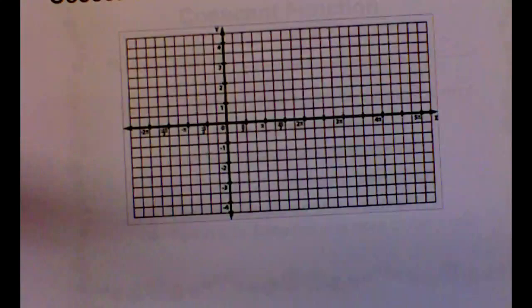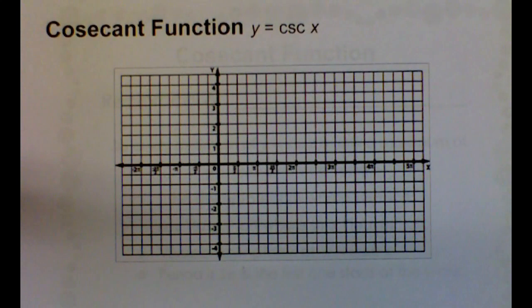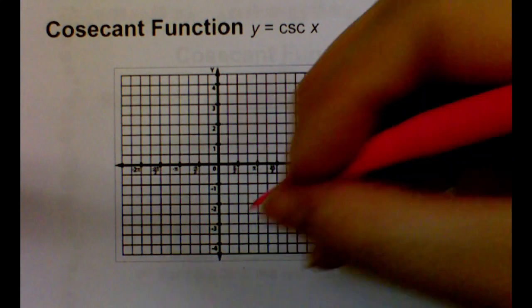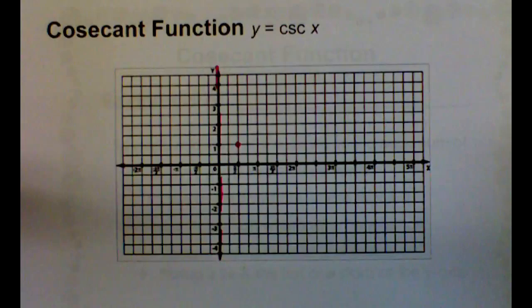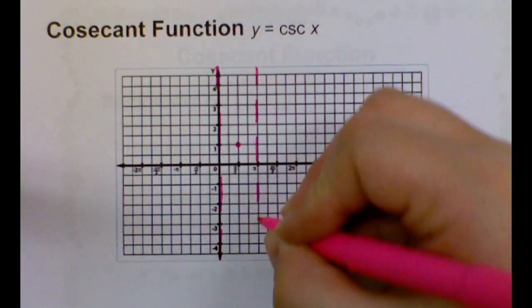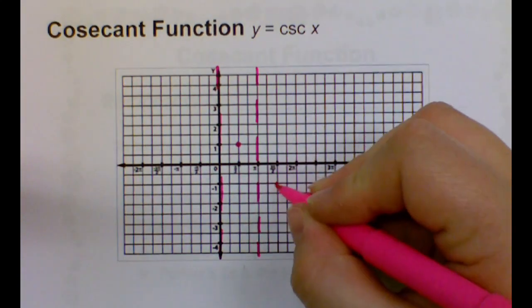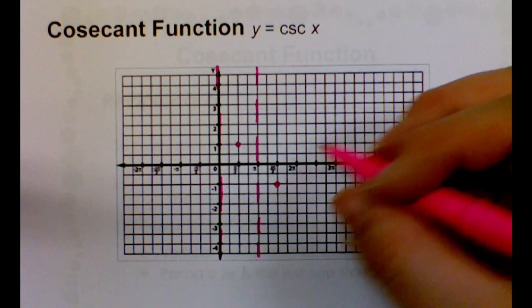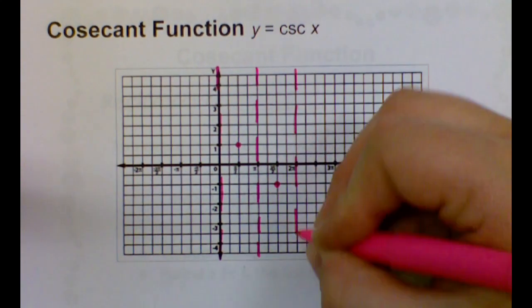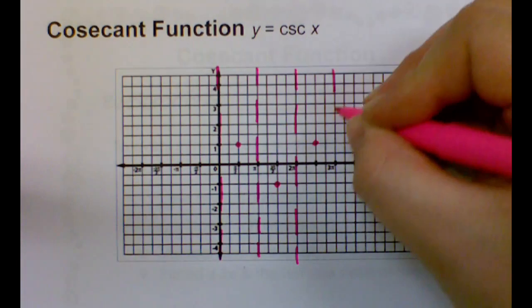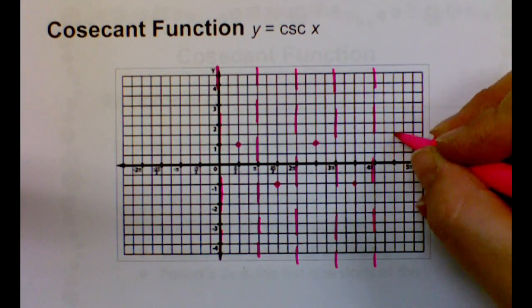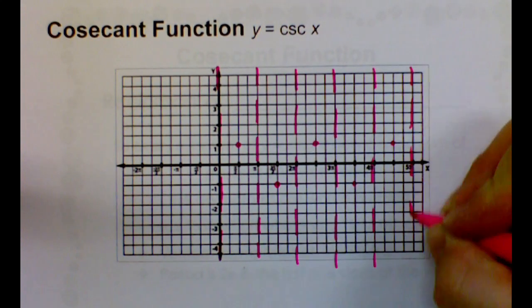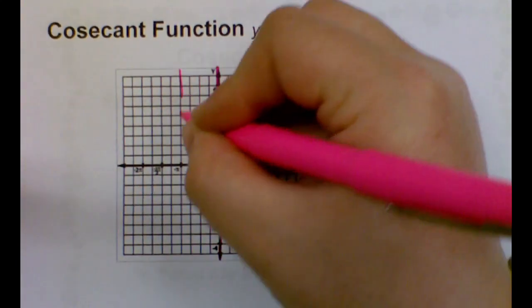All right, and then cosecant. Cosecant is very closely related to sine. So the sine of 0 is 0. So that means cosecant is undefined. The sine of pi over 2 is 1, so cosecant is 1. The sine of pi is 0, so cosecant is undefined. The sine of 3 pi over 2 is negative 1, so cosecant is negative 1. The sine of 2 pi is 0, so again we have undefined. And now we follow the exact same type of pattern we used with secant. Alternating by maxes and mins and asymptotes.